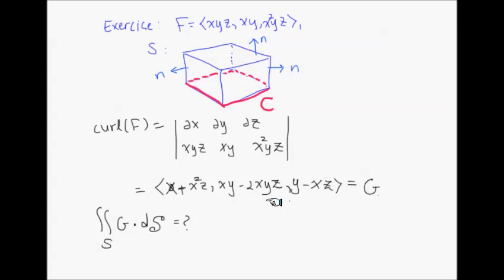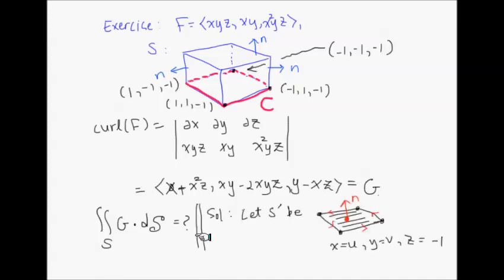So we have a new vector field out of this, and this vector field has this interesting property: if you do the surface integral, what could that be? And that's the question. So this is how it goes. It's quite cool.